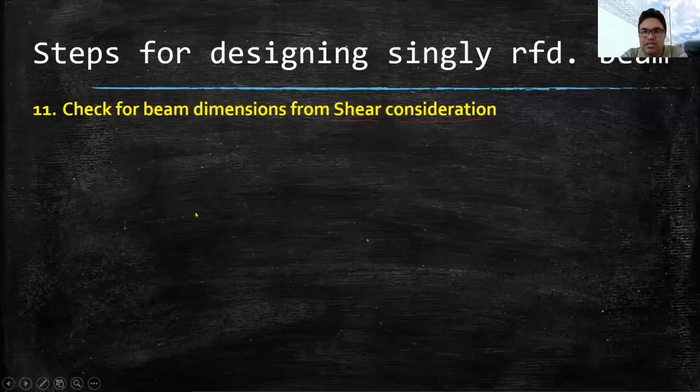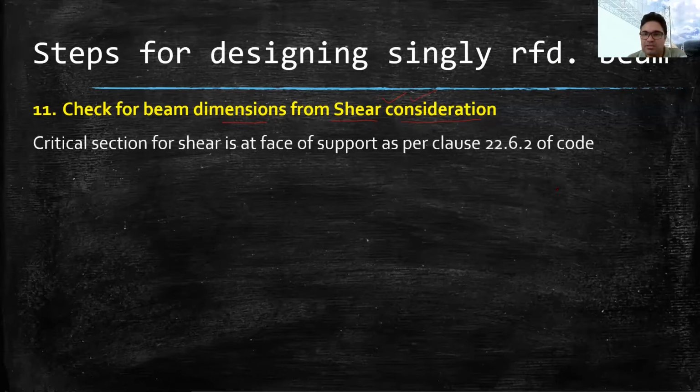Hello. In the previous part, I have discussed the shear force concept in the beam. So now in step 11, we will check the dimension of the beam for shear consideration, like if the size of the beam is sufficient for shear. And for this shear consideration, the critical section for shear is at the face of the support.